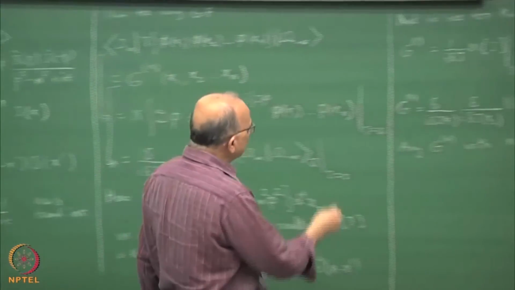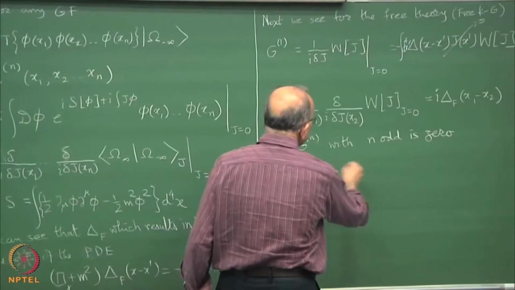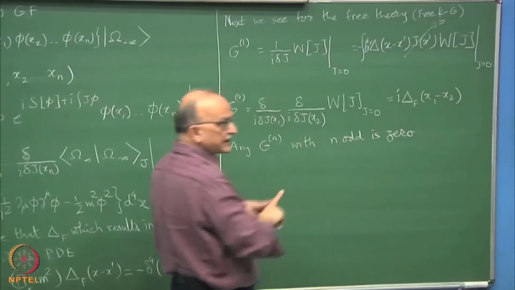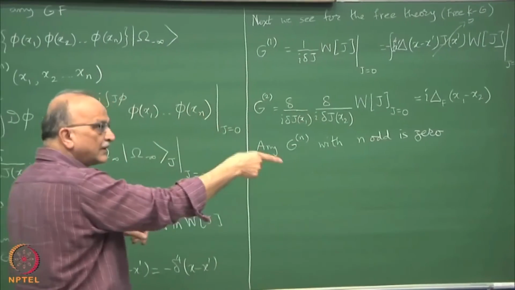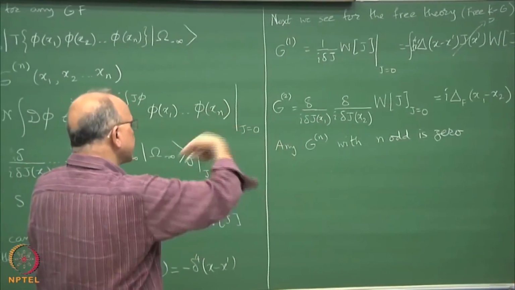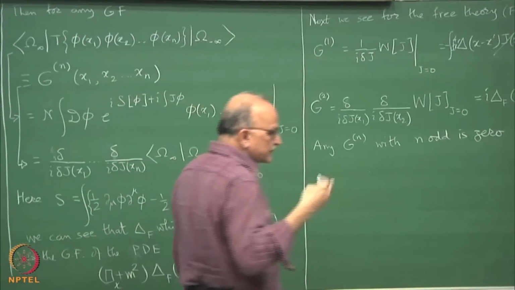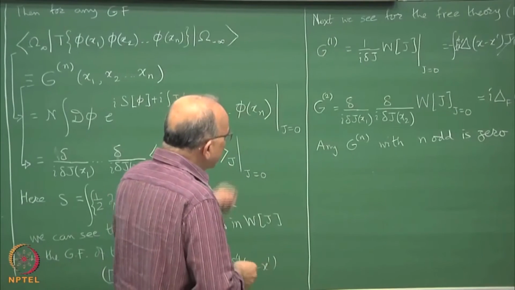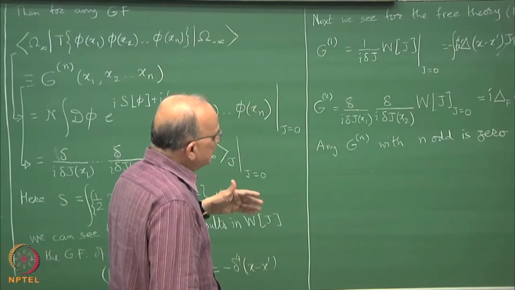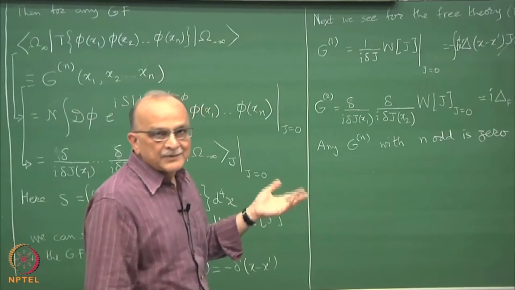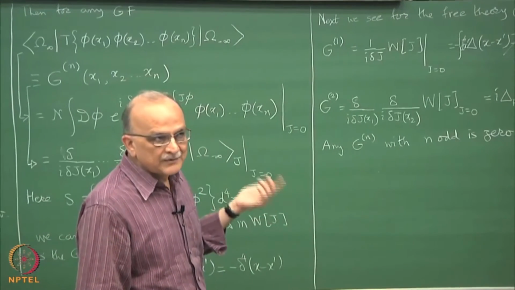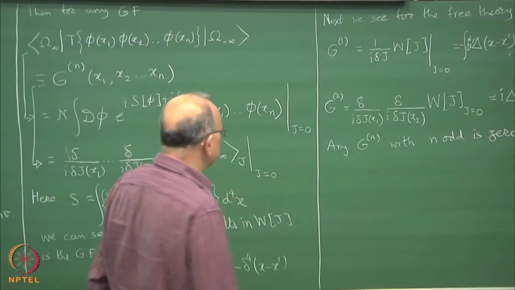So one often draws this G2 as a line joining the points x1 and x2: create a particle here, destroy it there, or destroy an antiparticle there and create it here. We will do it in a minute, but just to tell you in advance why we are doing this. We are doing this to see that the particle-like interpretation emerges automatically from the Green's functions of this theory.